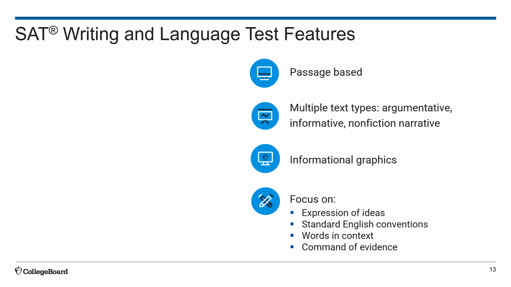All questions on the writing and language test are passage-based. The passages are written about a variety of topics in the area of humanities, history and social studies, science, and careers. Some history and social studies and science passages will be accompanied by an informational graphic, a table, chart, or graph, and students will be asked to correct the passage to accurately describe the informational graphic. The writing and language test focuses on 4 subscores: words in context, command of evidence, expression of ideas, and standard English conventions.